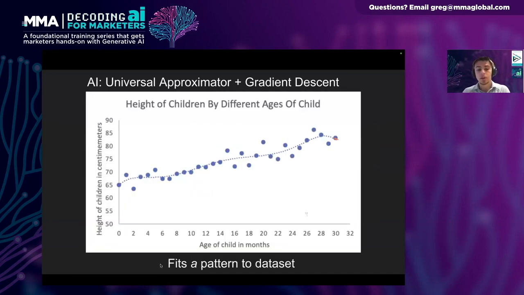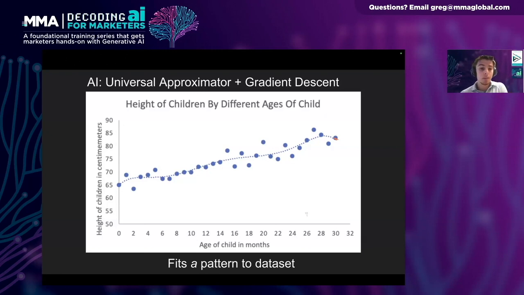So let's go back to our height of children example. We can apply gradient descent with polynomials to get a closer fit than is possible with a straight line. So the blue line in this image is a polynomial fit, and it tracks the data more closely than the straight line does. So AI allows us to fit a pattern to the data set.